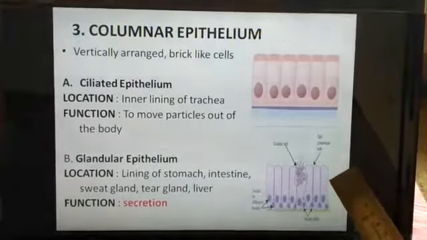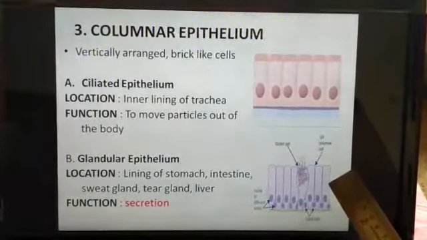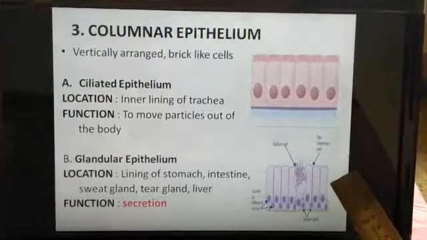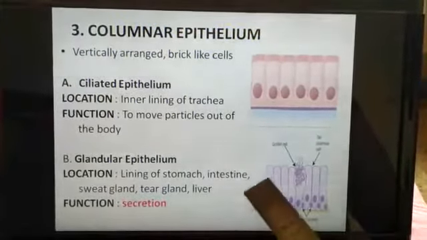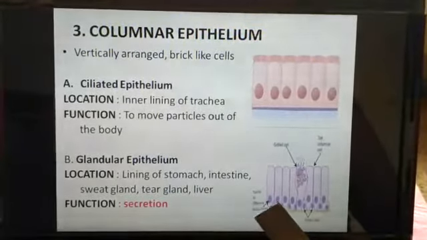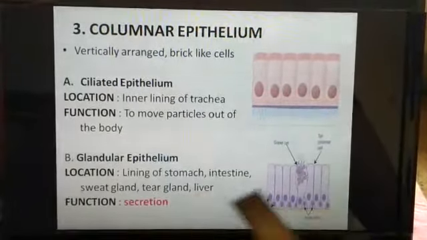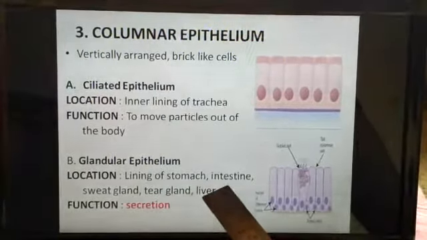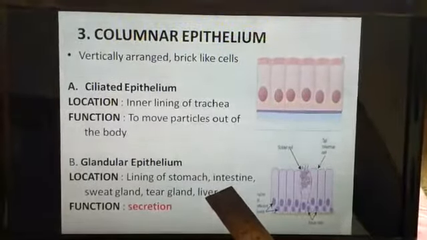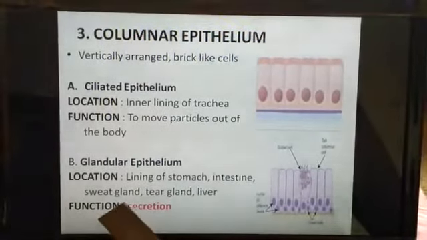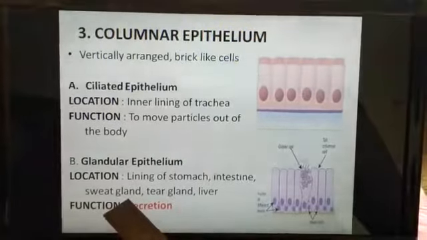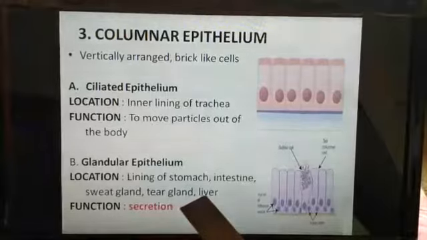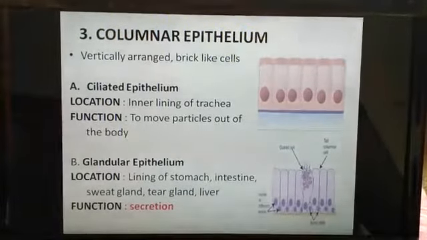Glandular epithelium is modified to secrete substances, juices, materials in various body parts. These cells are also elongated with nucleus at their base. They are located in the inner lining of stomach and intestine, where they secrete digestive juices. In sweat gland, glandular epithelial tissue produces sweat. In tear gland, they produce tears, and in liver, they secrete bile juice.